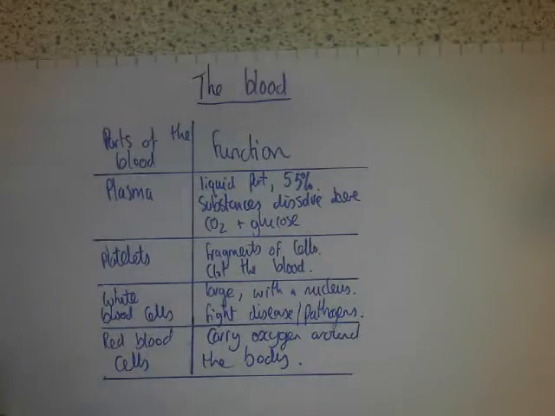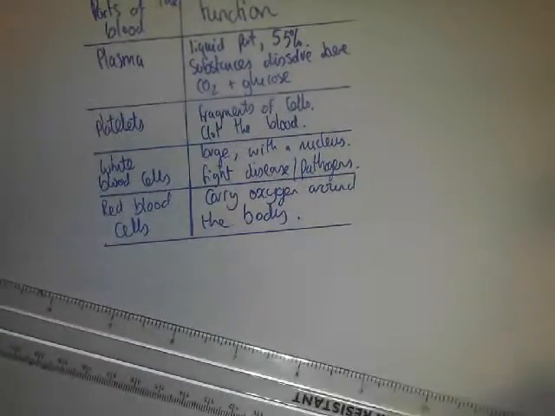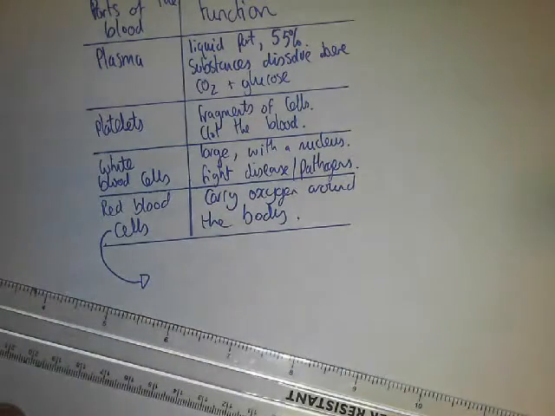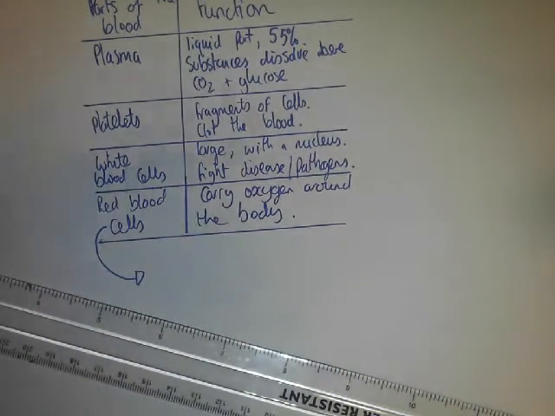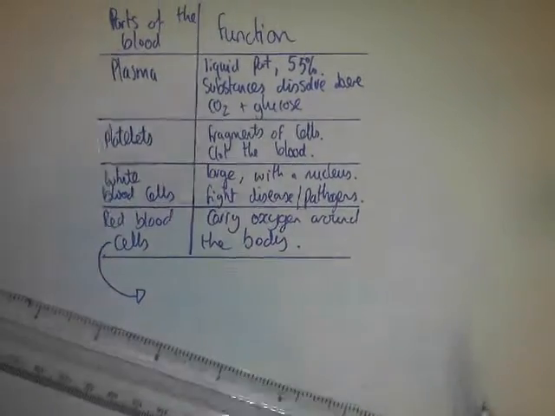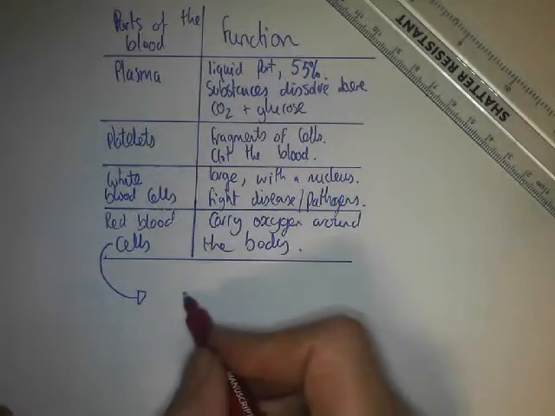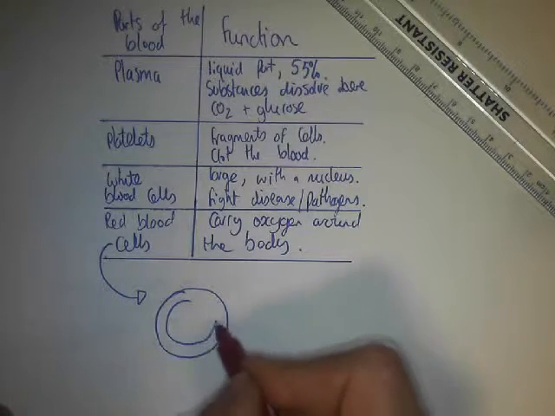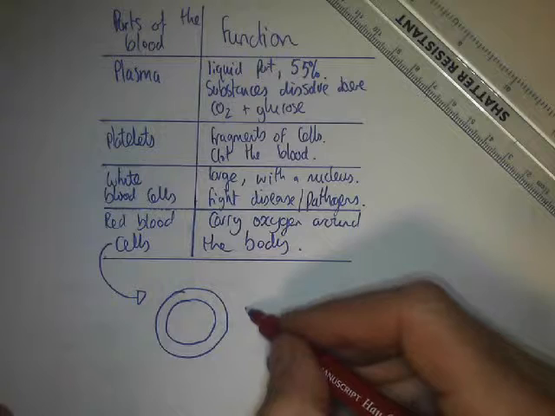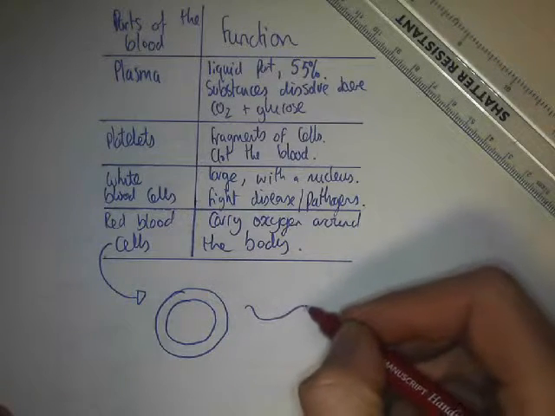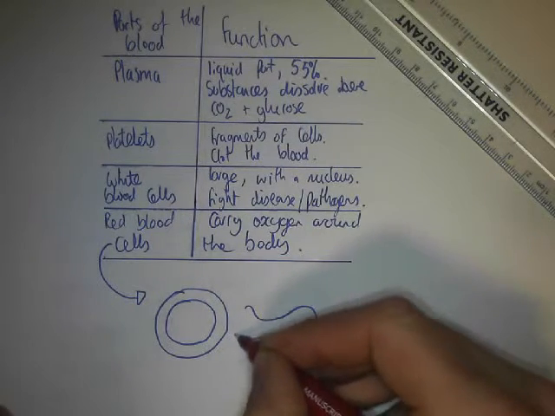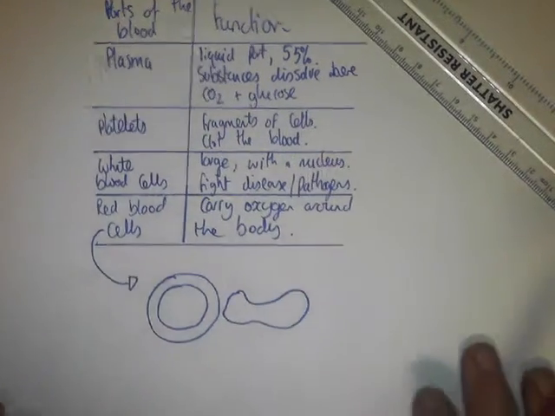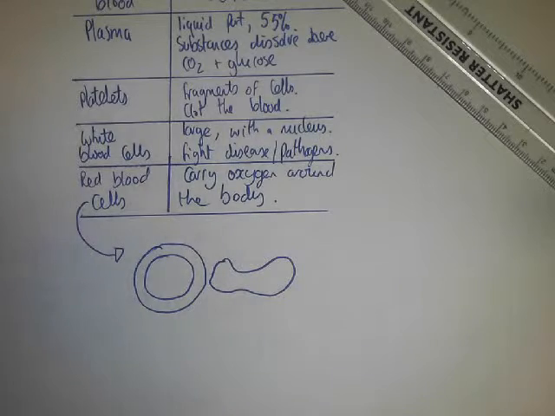Now, it isn't quite as simple as just having to know those about the blood, because we do need to know a bit more detail about the red blood cell. So we need to know, how is the red blood cell designed, adapted to do its job? And the red blood cell looks like this from a bird's eye view. And then from the side, it looks like that. This is a side view, this is from the top view. So how does that help it do its job?